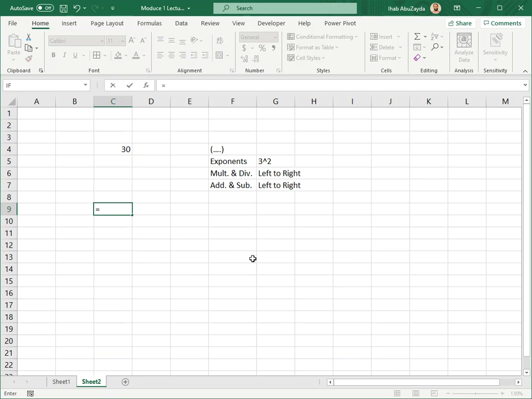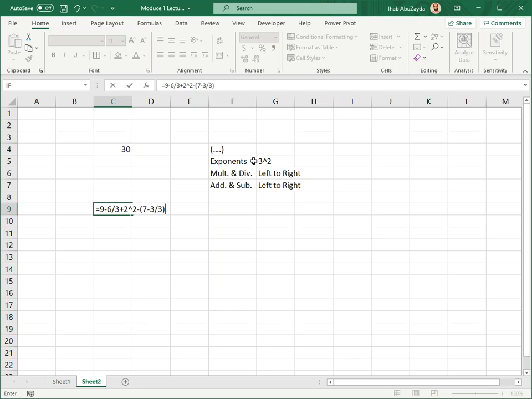So if I have equals, let me come up with a complex formula to help you understand this. 9 minus 6 divided by 3 plus 2 squared minus 7 minus 3 divided by 3. Okay, I think this is complex enough.